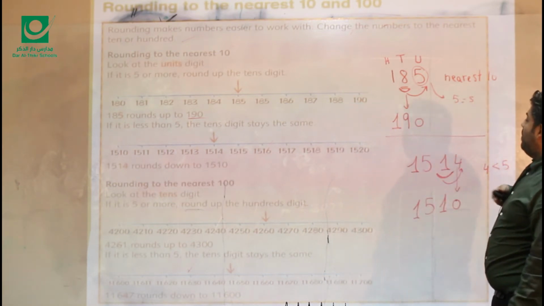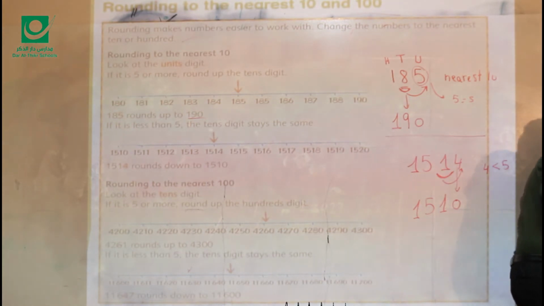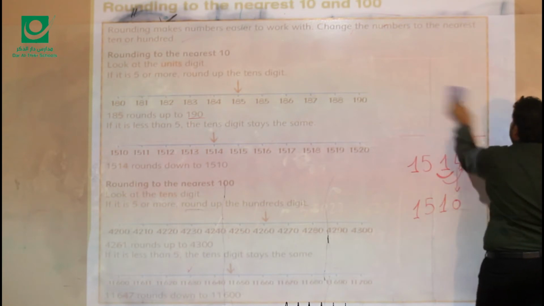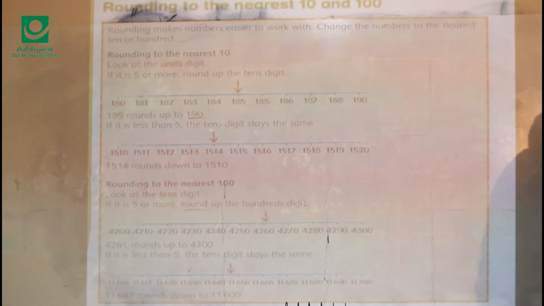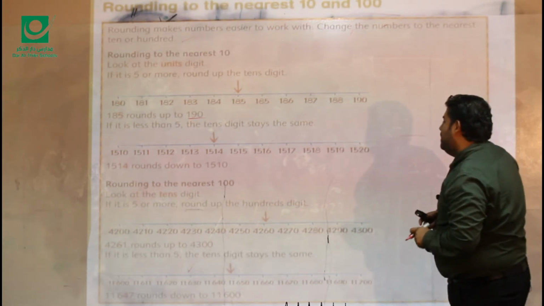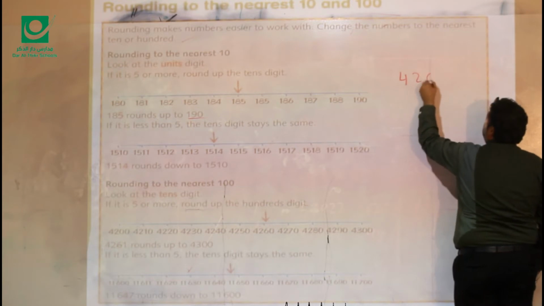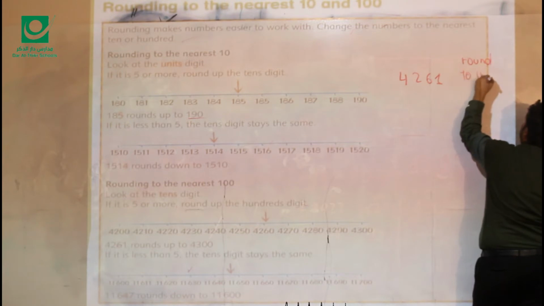If I ask you about the hundreds digit, going to the nearest 100. What is the number? Can someone help me? The number is 4,261, rounding to the nearest 100.